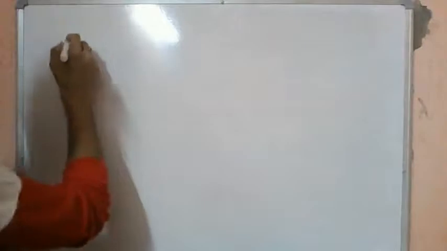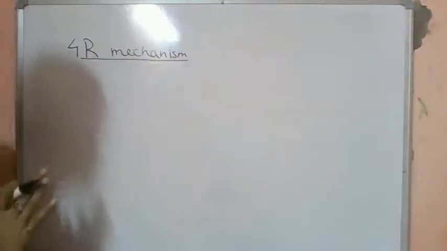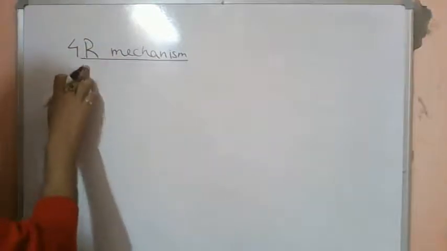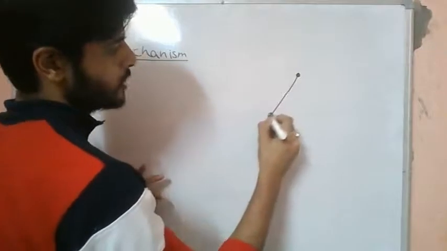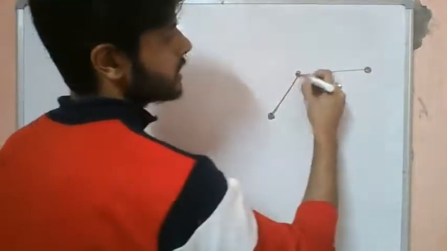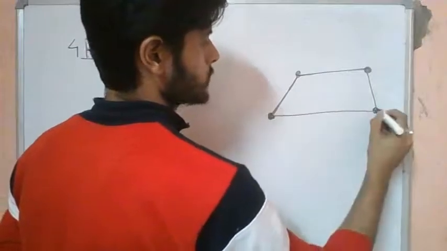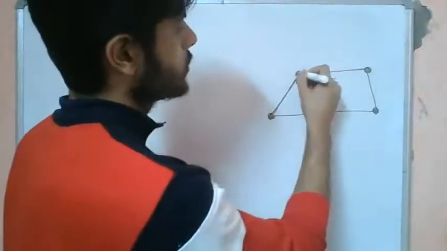So we will represent it as the 4R mechanism. Okay, so what do we mean by 4R mechanism? This R implies that we have 4 revolute pairs. Let's consider we have 4 links. So we have 4 links connected by revolute pairs. There are 4 links over here which are connected using revolute pairs, that means pin joints.